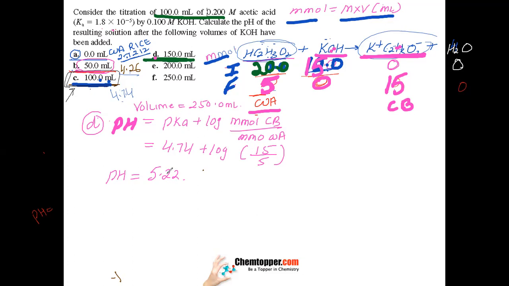Sanvi is saying 5.4. Okay, Sanvi, check your calculations again. Okay, so that's the pH at the D point is 5.22.